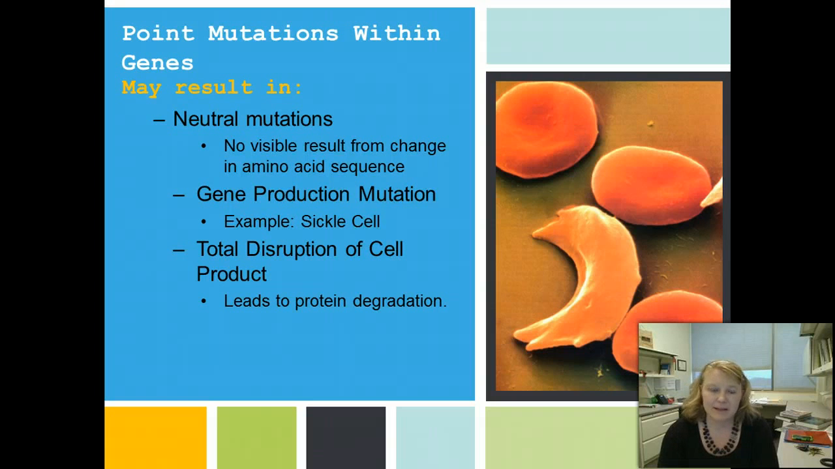And one of the best examples is sickle cell. Remember, sickle cell is caused by one amino acid change within the sequence, and it changes the entire shape of that red blood cell. So make sure you understand how these point mutations can range. They're not always dramatic changes. Sometimes we don't even notice them.